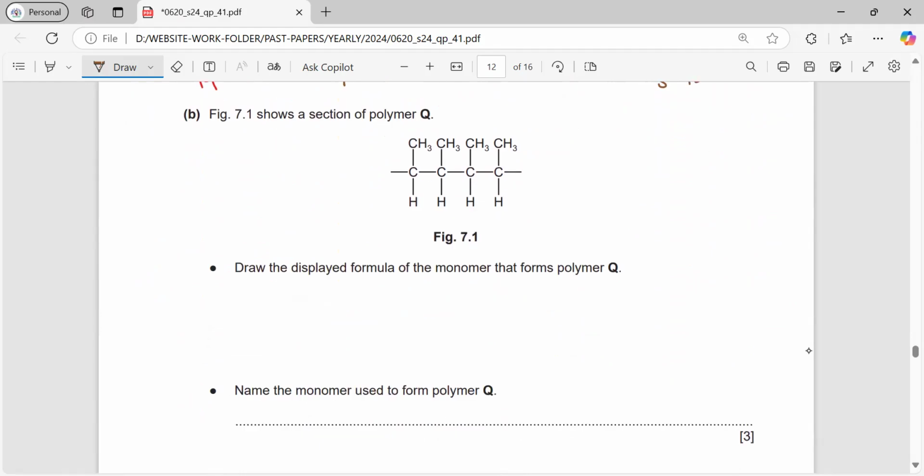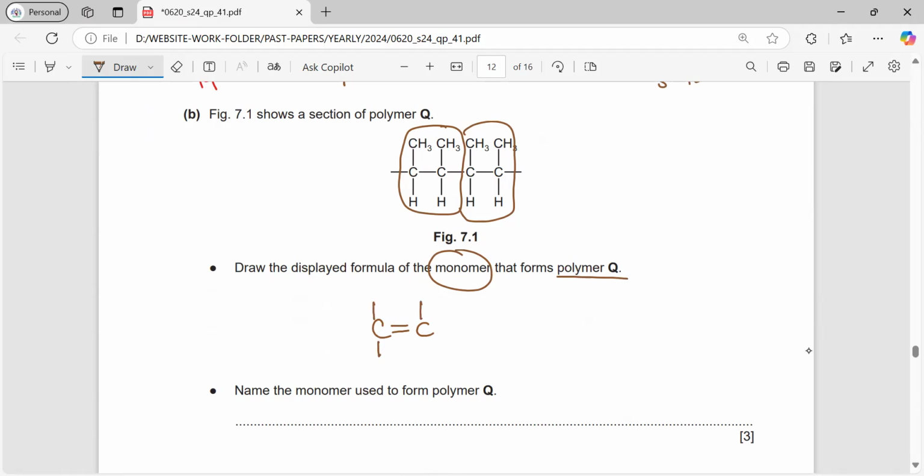Next question. Figure shows a section of polymer Q. This is a polymer. Draw the displayed formula of the monomer that forms polymer Q. Now, to draw the monomer, we have to find the repeating unit, means the two carbons which are repeating themselves. So here, this thing of 2 carbons is repeating itself in the next part. So this is its monomer, a repeating unit, but with a double bond in the middle, because this is an addition polymer. So addition polymerization has a double bond.